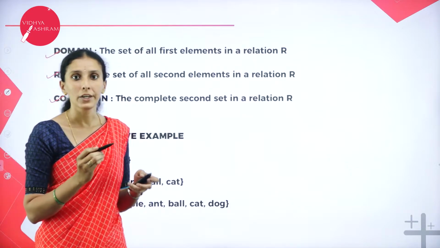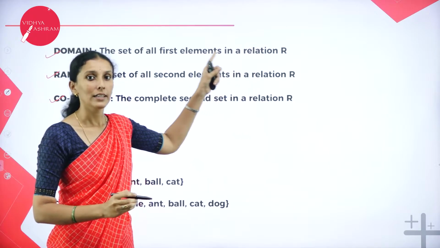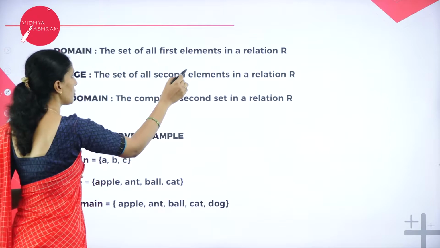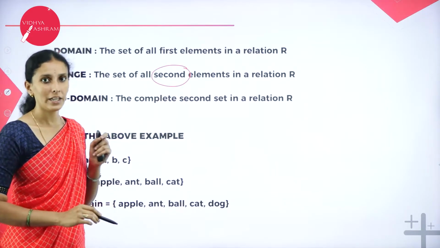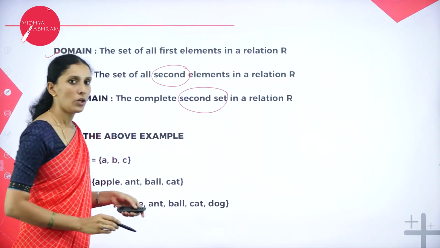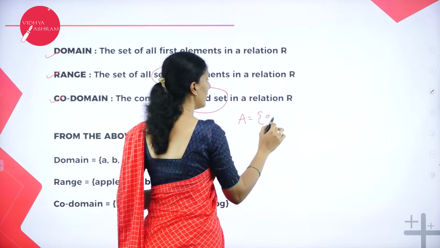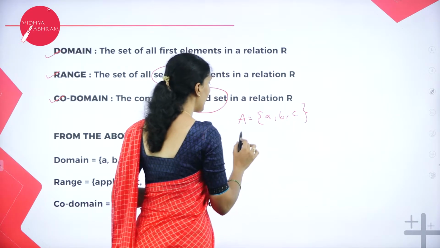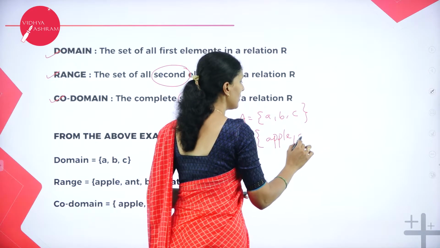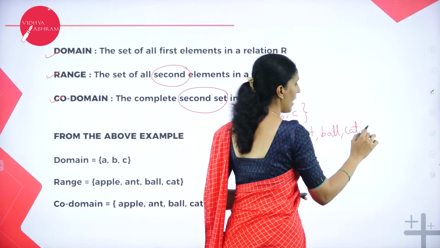What do you mean by domain? Domain is the set of all first elements in the relation R. And range is the set of all second elements in the relation R. And codomain is the complete second set. So what was our first set? Our first set was A comma B comma C. And our second set was apple, ant, ball, cat and dog.